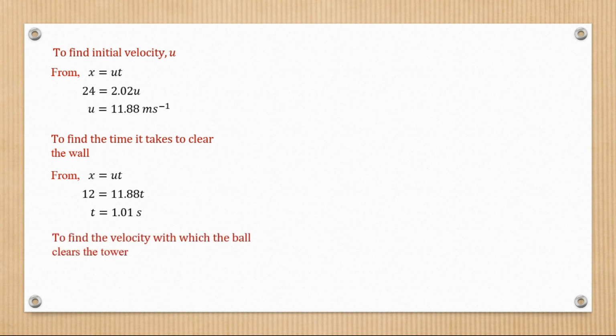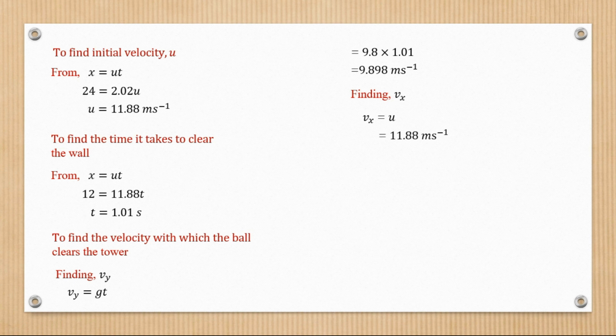To find the velocity with which the ball clears the wall, we first find Vy, where Vy is gt, and we now know the time it takes until the ball clears the wall. So we have 9.8 times 1.01, which gives 9.898 meters per second. To find Vx, we know that Vx is equal to u, which is 11.88 meters per second.